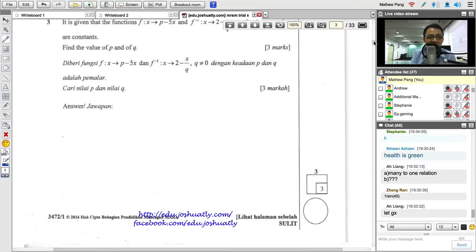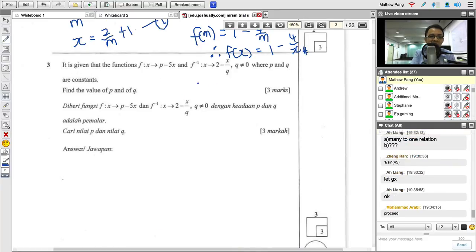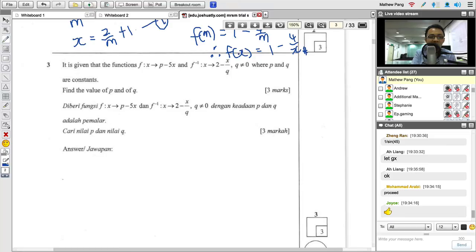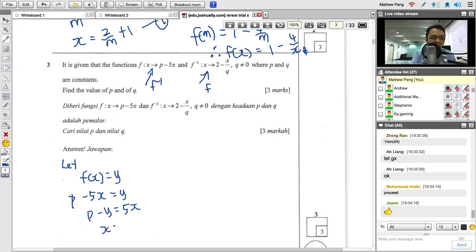For this one, it's a function also. It asks us to find p and q. The first thing coming to my mind is I need to do the comparison method. So either I make this one become f inverse or I make this one become f. Maybe making f become f inverse will seem easier. So I will let f(x) equal y. Inverse function, I hope all of you still remember. So p minus 5x equals y, so 5x equals p minus y, and x equals (p minus y) over 5.